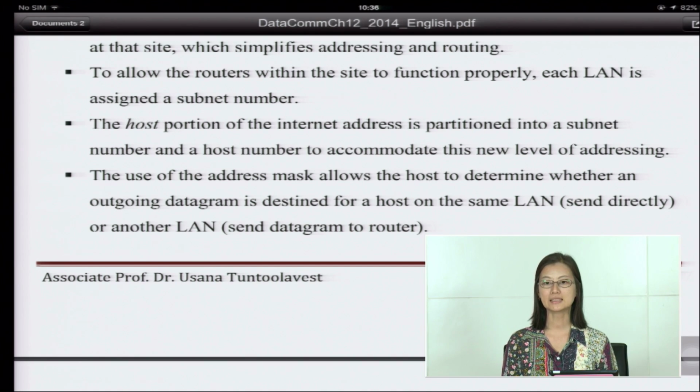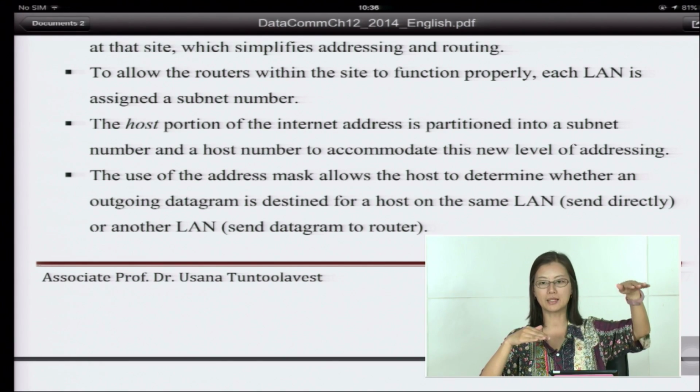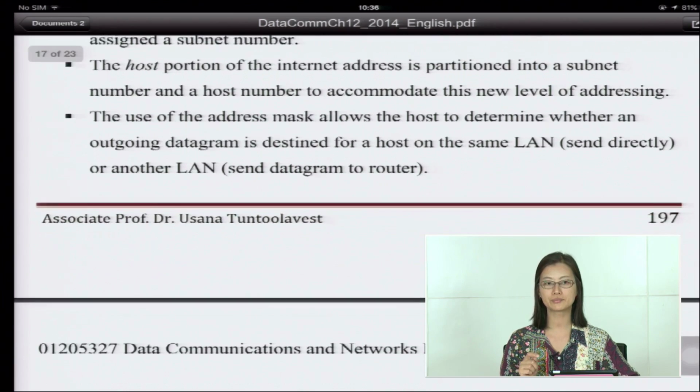So in this case, the host identifier part in the IPv4 address is partitioned into a subnet number and a host number. So you have kind of another level of addressing. So this is like the address of class A, class B, class C, and then in the host part, you divide it into the subnet number and the host number.